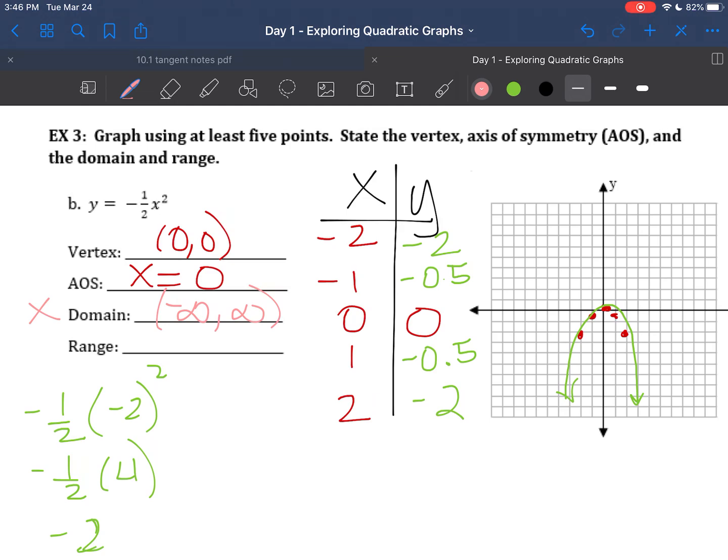My range, though, is dependent on my picture. So my very top of my parabola is at 0, and then it goes down forever. So the very smallest number is down forever, which is -infinity, and it goes all the way up and stops at 0. So my smallest number is -infinity. My largest number is a 0, and I will want to bracket around that 0.